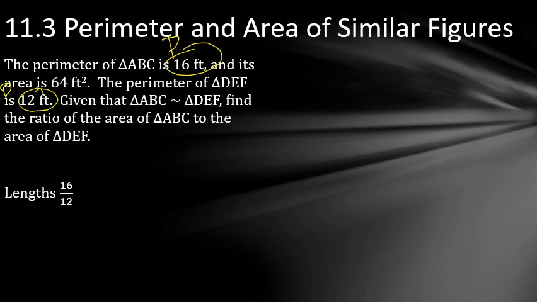I did the triangle ABC on top because it comes first. So their lengths would be 16 to 12, which I could have reduced. It would have been easier if we had said, oh, that becomes 4 to 3. And then the areas are the length squared. 16 squared over 12 squared is 256 to 144, which is 16 to 9. Or maybe we just said 4 squared over 3 squared would be 16 to 9.